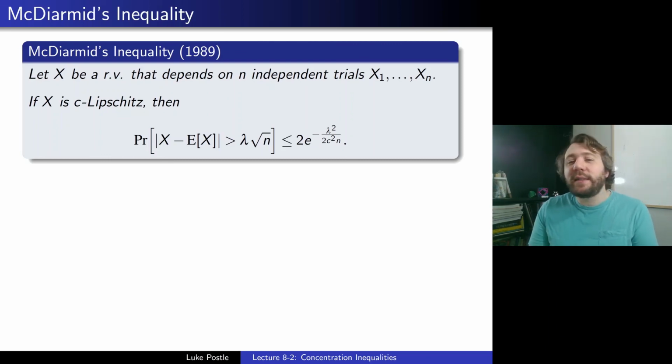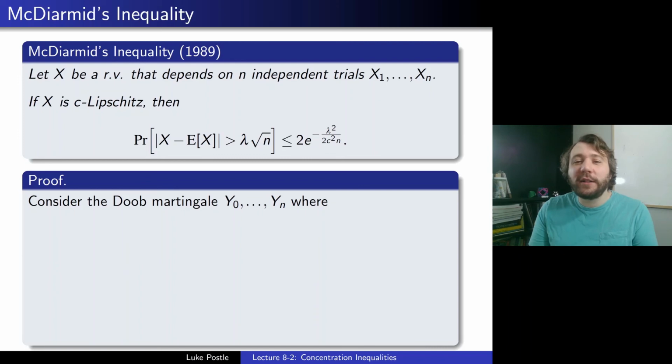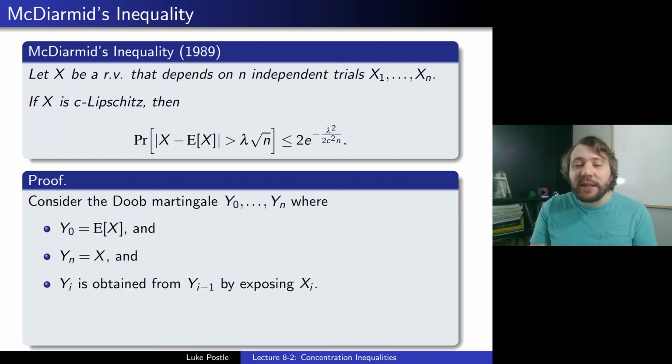And what's the proof of this? Well, you could just basically apply Azuma's. How do you do that? You consider the Doob martingale Y0 up to Yn, where you start at the expectation. So that's no information on the variable. That's the expectation over everything. And then we'll get down to the actual sample that we end up sampling, the x. So we'll have Yn be x, and you think of Yi as obtained from Yi minus 1 by exposing xi.